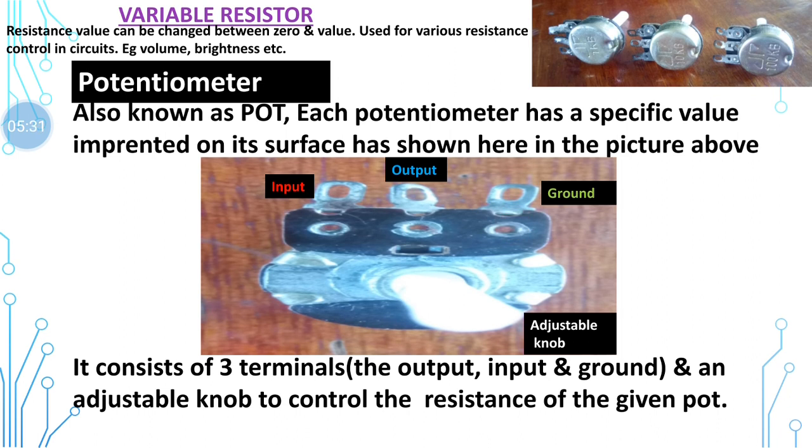And it has an adjustable knob over here. By adjusting this knob, you can control the resistance from 0 up to the resistance value imprinted on its body, whatever the resistance it has on its body.